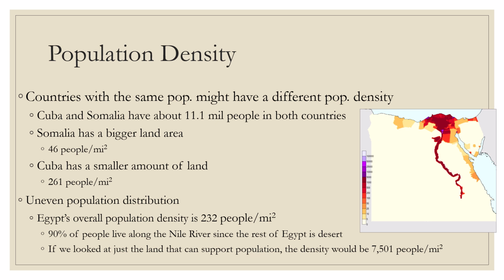So their population density might be 232 people per square mile. But if we just took the land that people are living on in Egypt, it would be about 7,501 people per square mile. So that kind of changes your perspective on things.